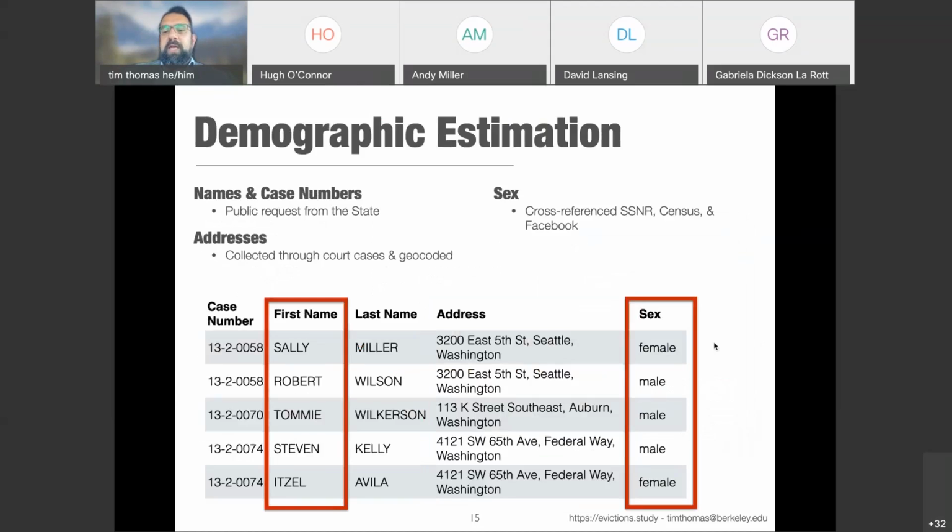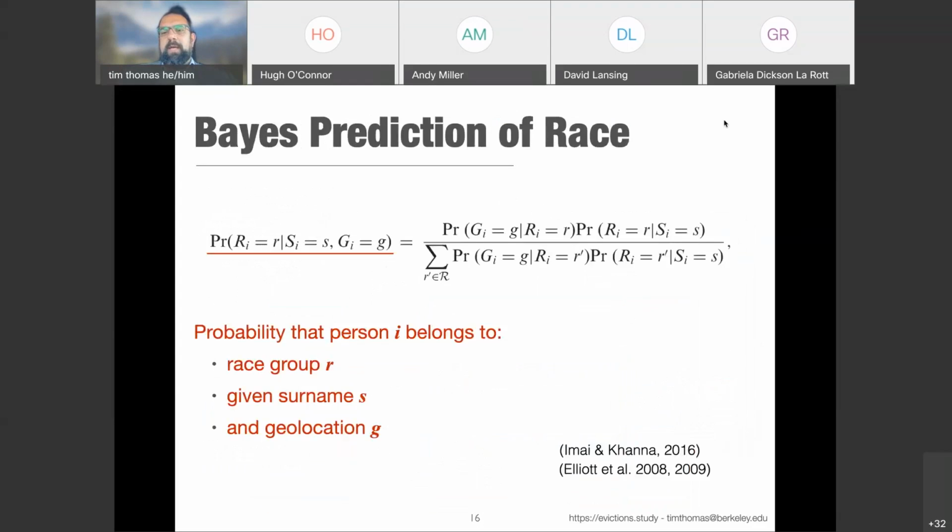We use the first name of the individual to estimate their sex or gender, whether they're male or female. This usually is about 80 to 90% accurate. And we then move on to what we call a Bayesian algorithm developed by Imai and Khanna in 2016 to predict the race of the individuals within each of these cases.